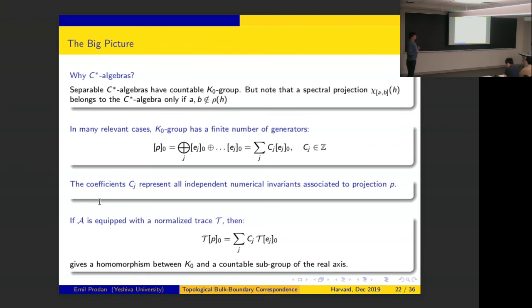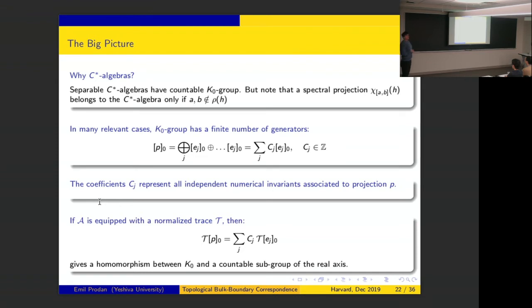Now, along this, you will find the weak topological invariants and the strong ones. And at this level, you cannot distinguish between them. And if the algebra happens to be equipped with a normalized trace, by just taking the trace on this projection, which is independent of which representative you take from the class, you immediately find an image of this K group as a countable subgroup of the real axis. And this is how we are going to look at these K groups.